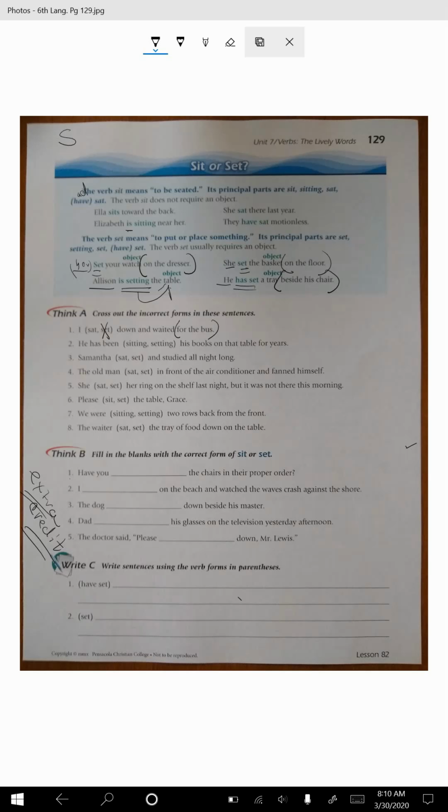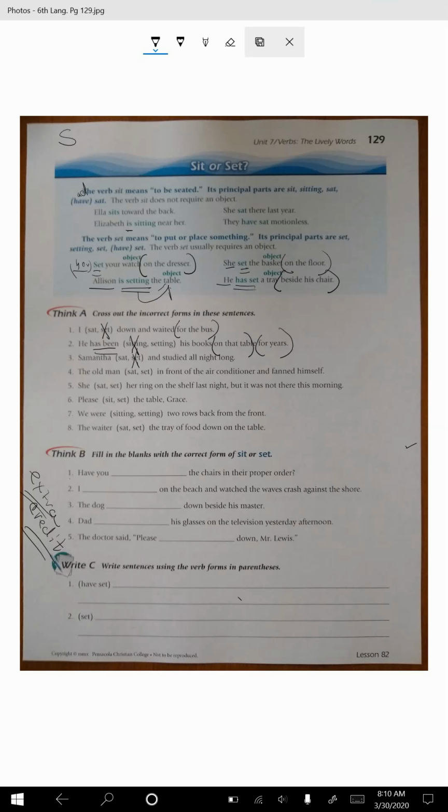He has been sitting or setting his books on the table for years. First of all, we have on the table and for years. And he has been, which by the way, this is part of the verb. He has been setting his books, not sitting his books. So cross that out. Samantha sat or set and studied all night long. I don't see any prepositional phrase, but she sat. So cross out set.